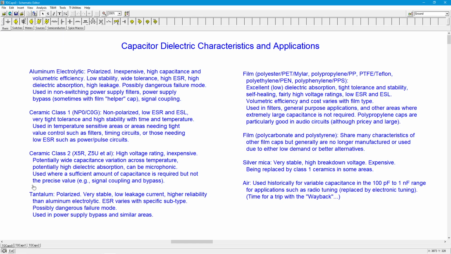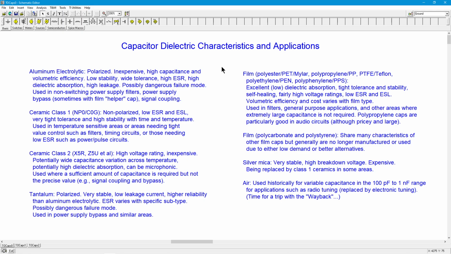Classic example use of these is power supply bypass. So you'll see these in digital circuits, right at the power supply pin, you'll see a little tantalum capacitor. Okay, moving along, film capacitors, and there's a ton of different kinds of film capacitors.